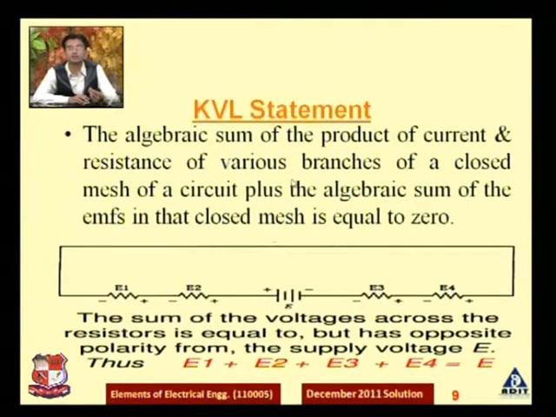Let us understand Kirchhoff's voltage law in detail. It concerns the algebraic sum of the product of current and resistance of the various branches of a closed mesh. The word closed mesh is very important. This law can be applied in a closed circuit only. It cannot be applied to an open circuit. So in a closed mesh, the algebraic sum of all the EMFs is equal to 0. Let us see again that the sum of the voltages across the resistors is equal to the supply voltage but in opposite polarity. So I can write that E1 plus E2 plus E3 is equal to E.